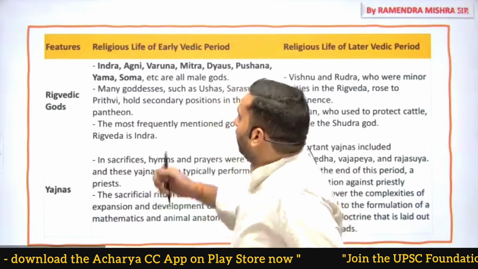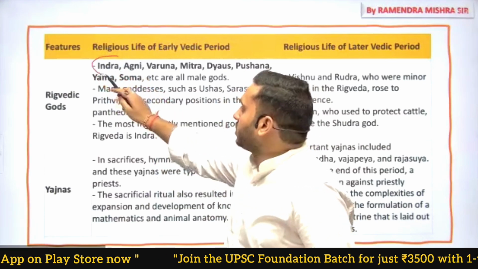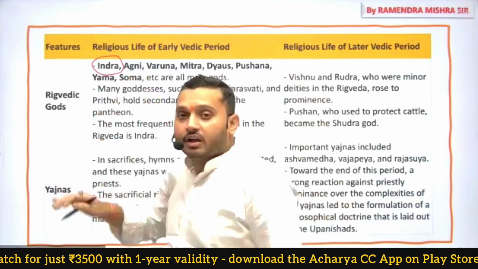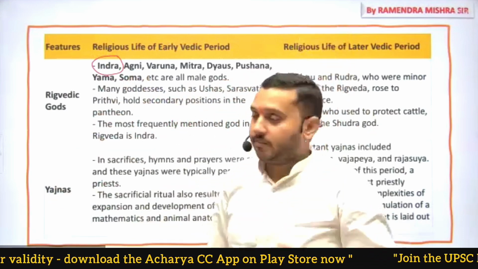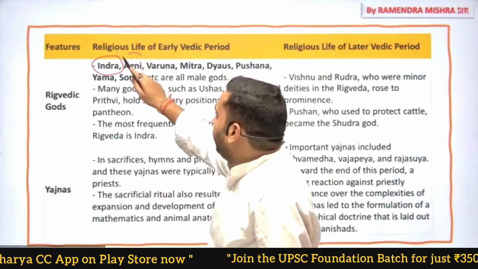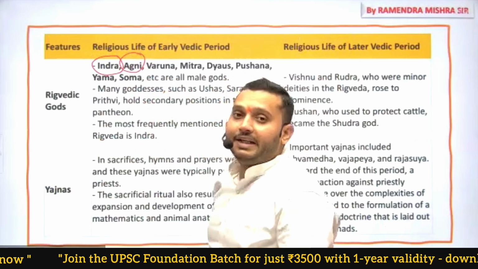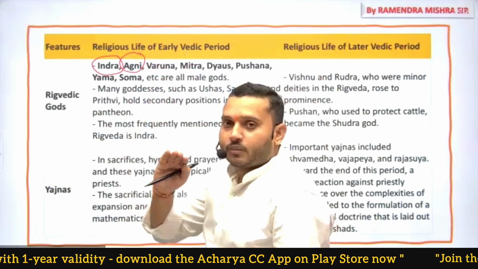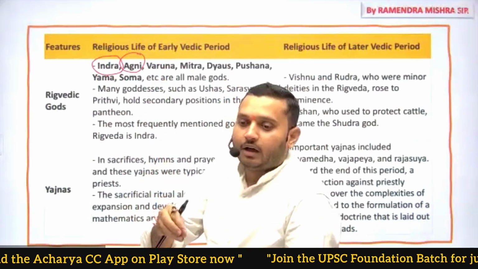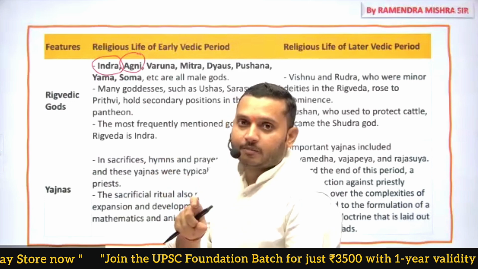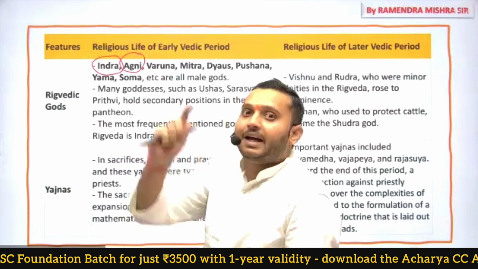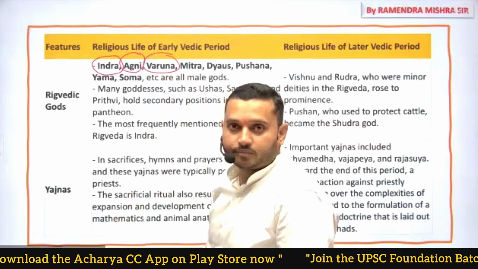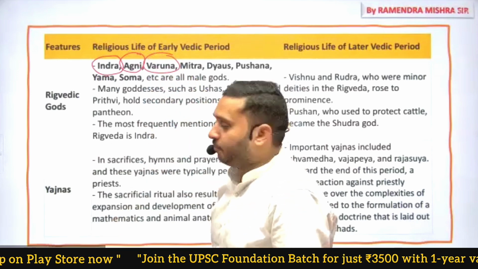They are Indra. Indra was the most prominent god of that time. His name was mentioned in the Rig Veda more than 200 times. The second prominent god was Agni. Agni was known as the mediator between humans and the gods. People performed yajna and they thought that Agni mediates between God and them. Then the third most important god was Varuna. Varuna means the god of water.